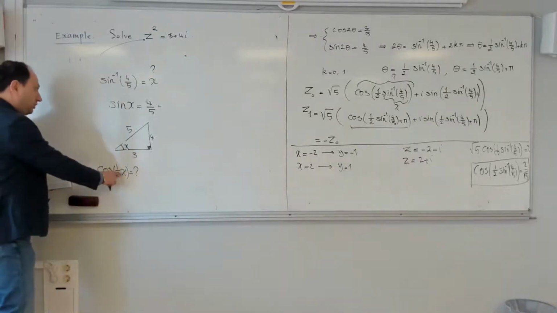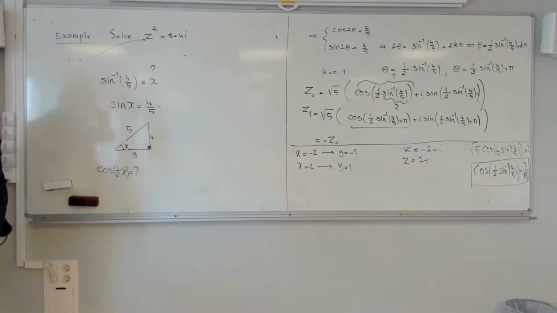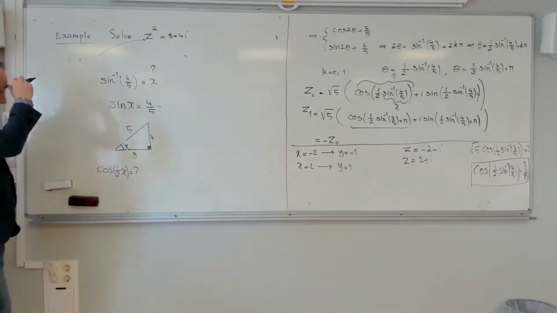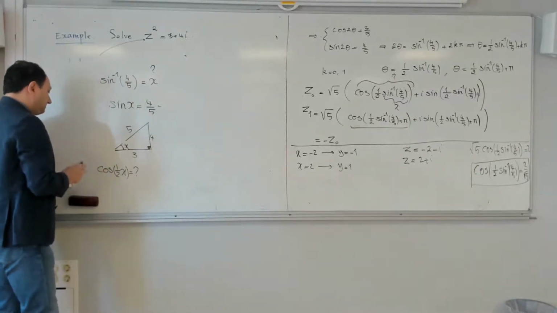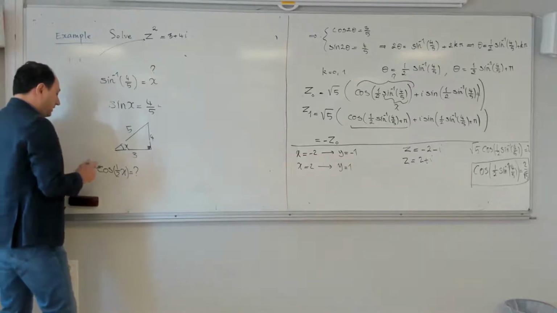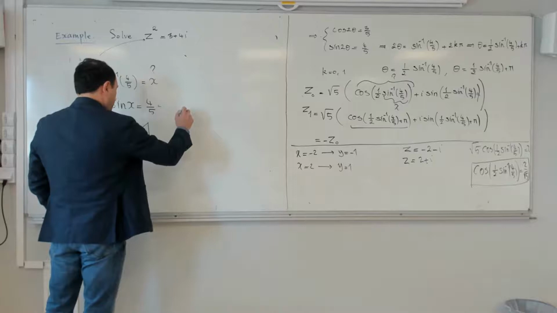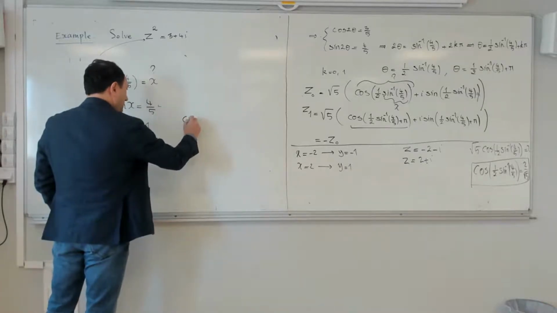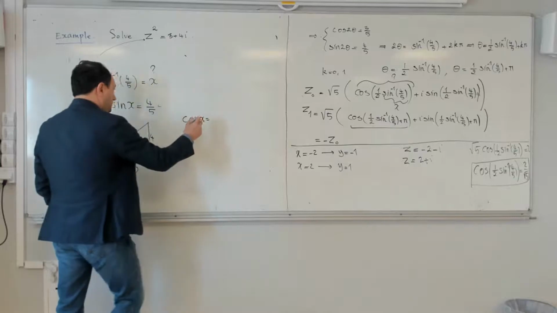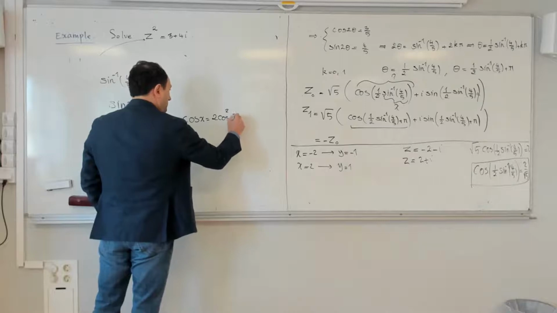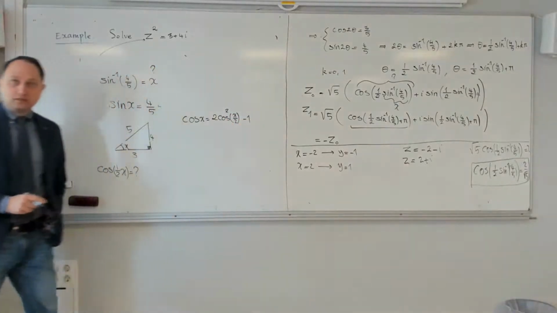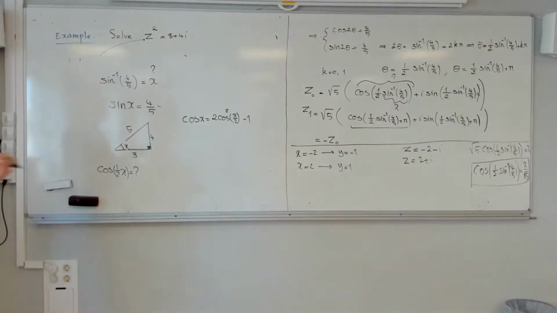Of course, you need to know a little bit of trigonometry, but can I calculate this? Let's see. Okay, so what can I write? Do you agree with me that I can write something like this? I can write cosine of x is equal to 2 cosine to the power of 2 x over 2 minus 1. Do you agree with this relation?